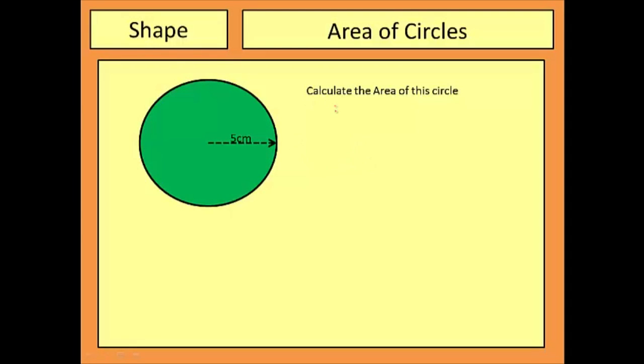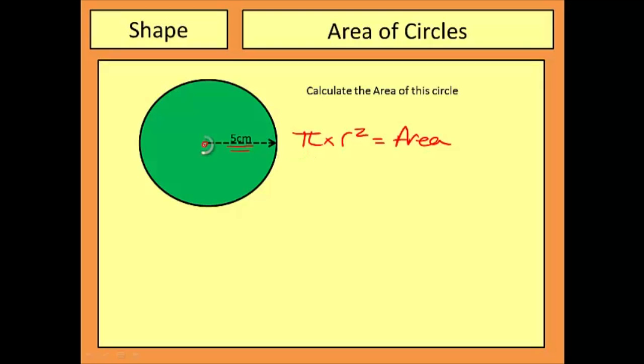In this video we're going to look at calculating the area of a circle. To do this we're going to use the formula pi times the radius squared equals the area of my circle. In this particular example I can see that the radius here is 5. It's important you remember that the radius goes from the center all the way to the edge of the circle.